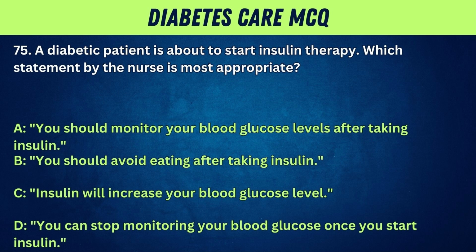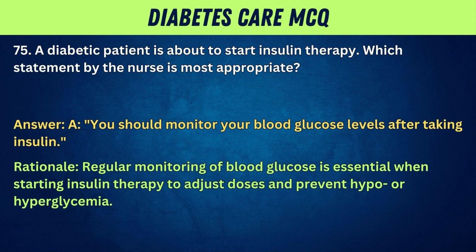C. Insulin will increase your blood glucose level. D. You can stop monitoring your blood glucose once you start insulin. Answer: A. You should monitor your blood glucose levels after taking insulin. Rationale: regular monitoring of blood glucose is essential when starting insulin therapy to adjust doses and prevent hypo or hyperglycemia.